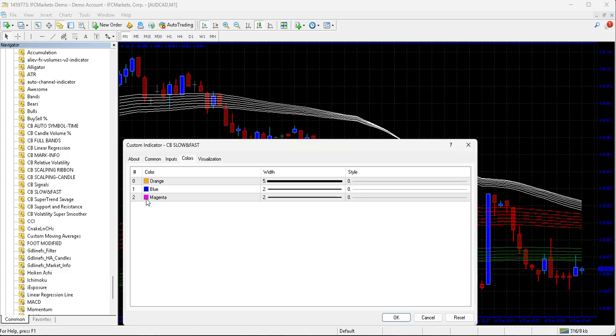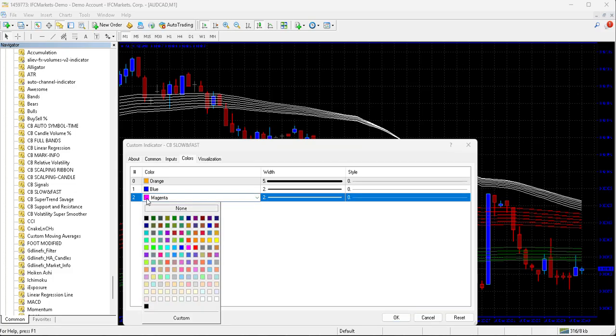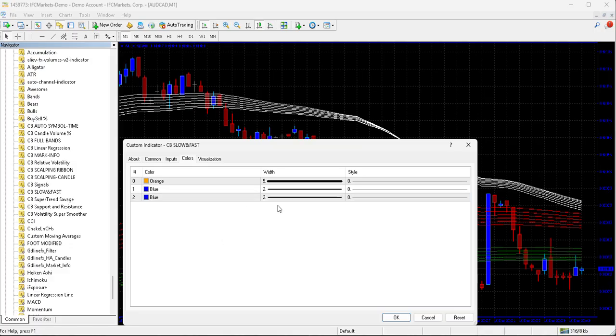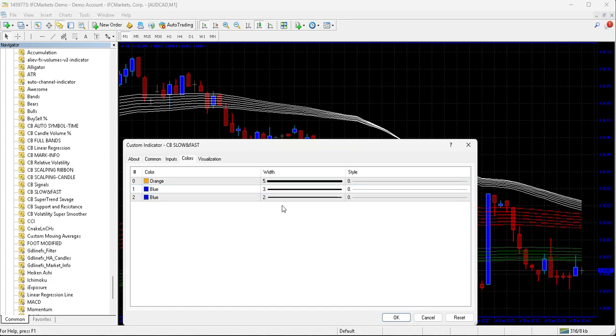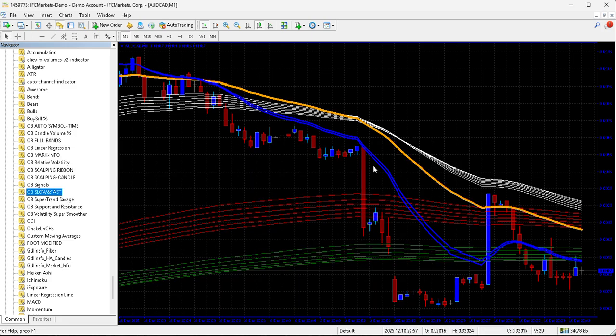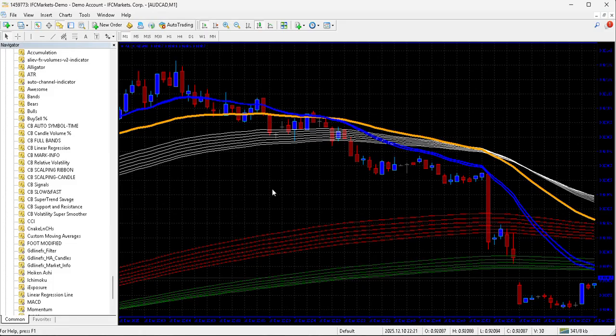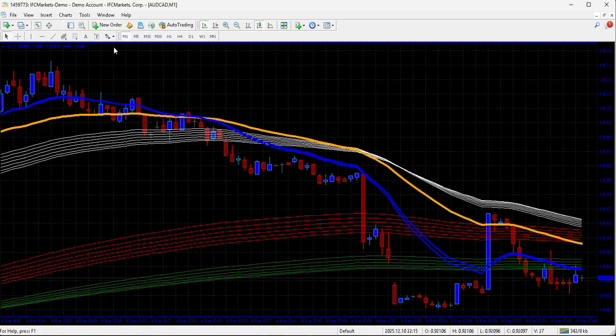Then we're going to change things so everything kind of matches up. We'll make this one blue as well. There we go. And we'll make the line 3 just so it's a little thicker. There we go. Okay. And then before I go into the signal indicator, we're going to rehash these lines.